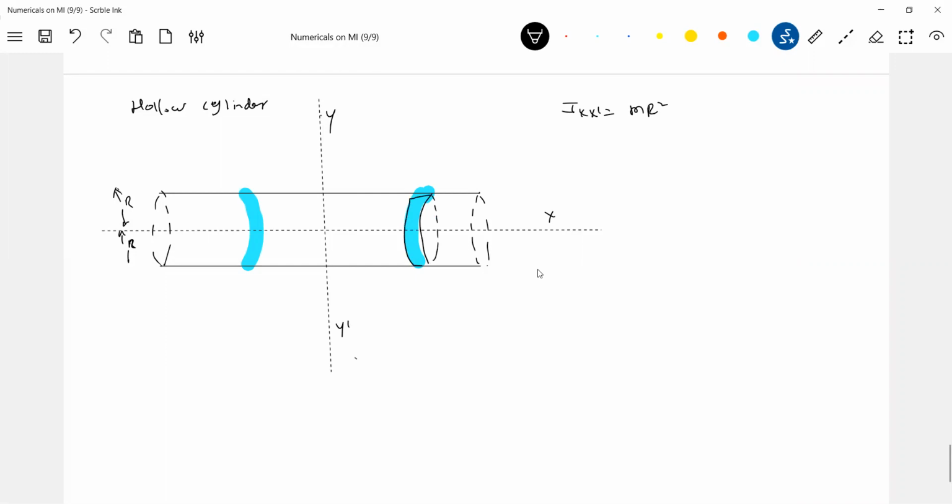Not a disc here. Why ring? Because the hollow cylinder, what is it made up of? Assume that it's made up of rings. So again, this will be pp dash, at a distance x, the thickness let it be dx. So again the same formula: I dash should be equal to, about any diameter for the ring, how much should it be? Mr square by 2. Integrate this.